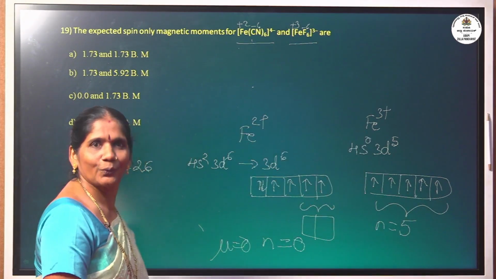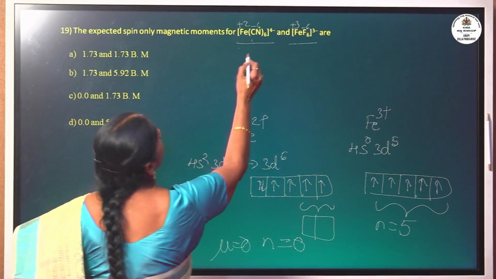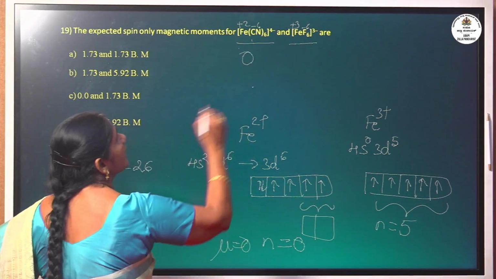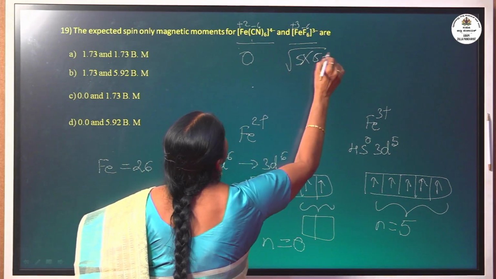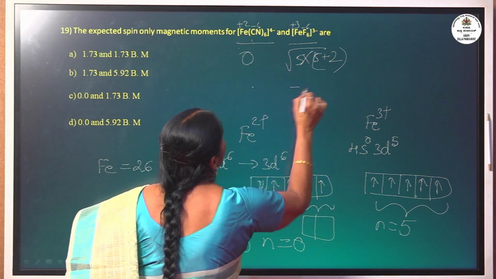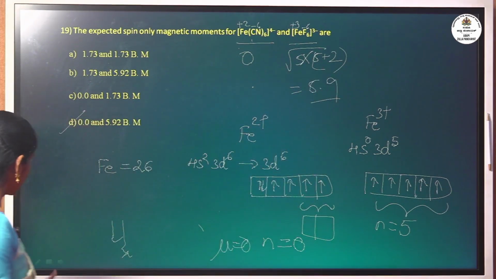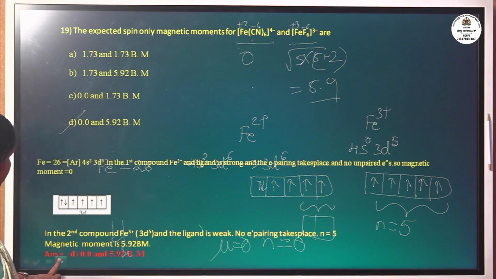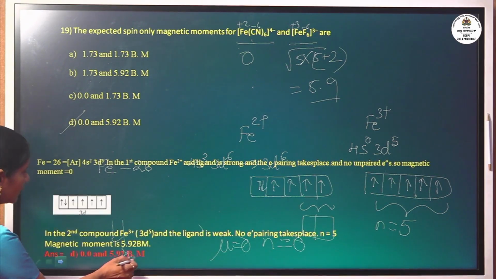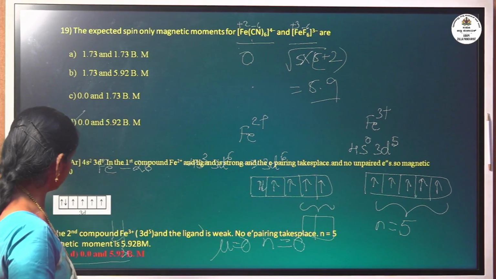And if you go to this one, you can see the magnetic moment will be 0 in this case, and here it is square root of 5 into 5 plus 2, so it will be nearly 5.9. So the answer should be obviously D, 0 and 5.92.